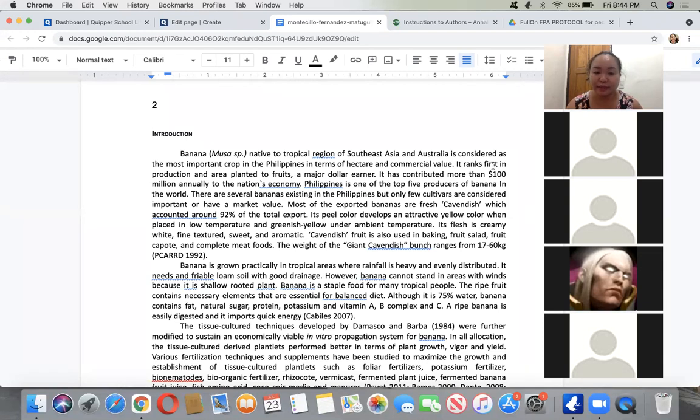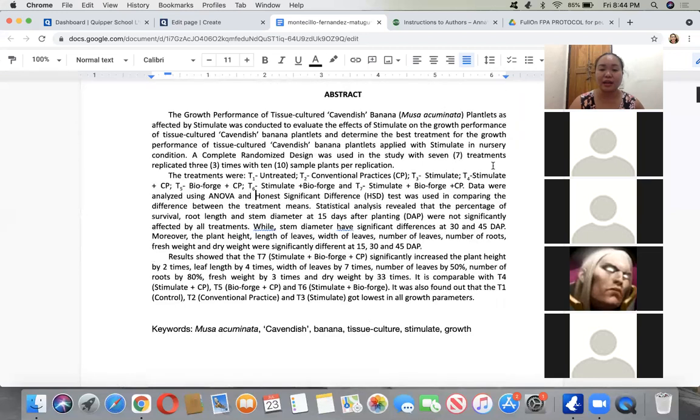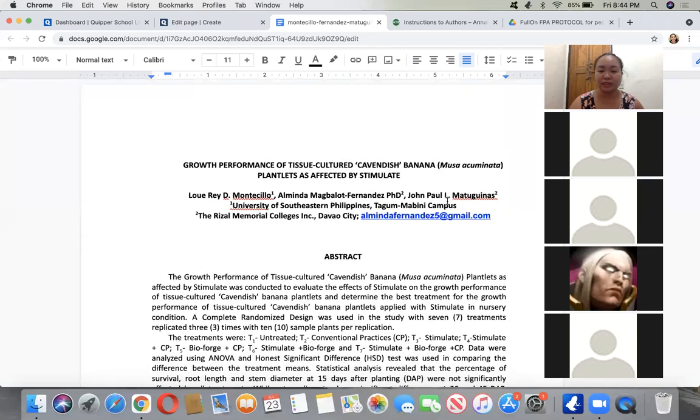if you have, they're going to mention to you that banana is very expensive, no? And mostly their favorite cultivar is the Acuminata or the Cavendish.